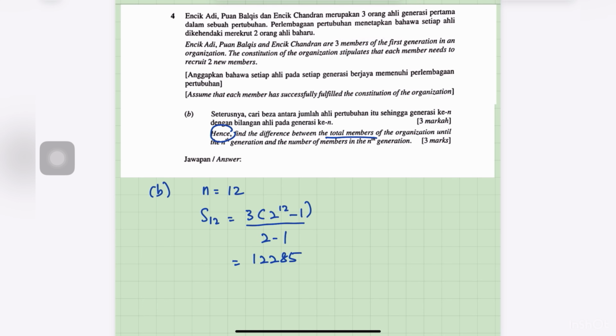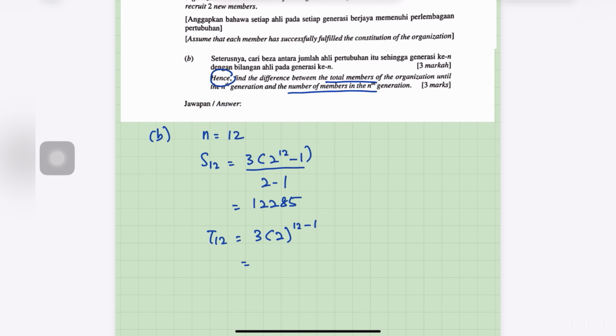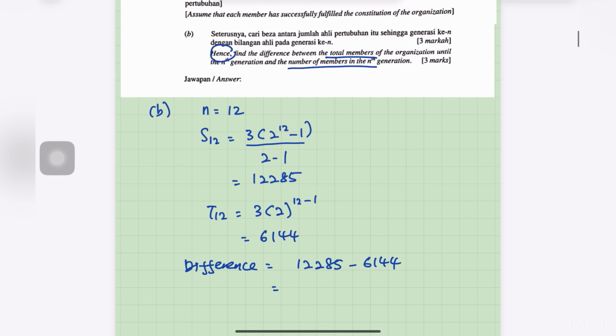Okay, after that it wants the difference between the total members and the number of members in the nth generation. Okay, we have to find T12. Okay, so the formula is A R power of n minus 1. So 3 times 2 power of 12 minus 1. Okay, so we get this one is 6144. So the difference, we subtract. Okay, the bigger minus the smaller. So 12285 minus 6144, which equals 6141.